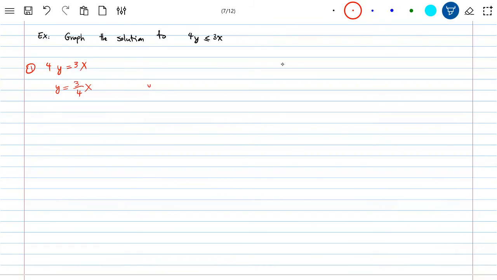What is the y-intercept? For the y-intercept, x is 0. What is y? y is the constant here. In this case, there is no constant. 0 and 0, the origin, where they cross. What is the slope? Slope is 3/4. So can I graph that line?